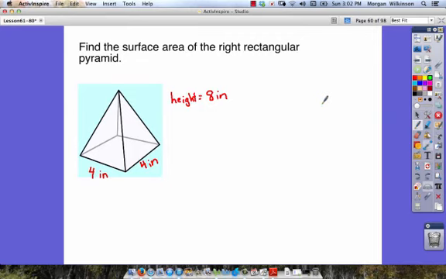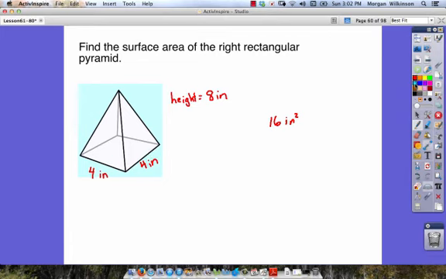Let's find the surface area of the right rectangular pyramid. Now if we want to find the surface area of this right rectangular pyramid, that's the area of all of our surfaces. So it'll be easiest to start with our base, because our base has a surface of 16 square inches, because it's a square, with 4 times 4 giving us our area.